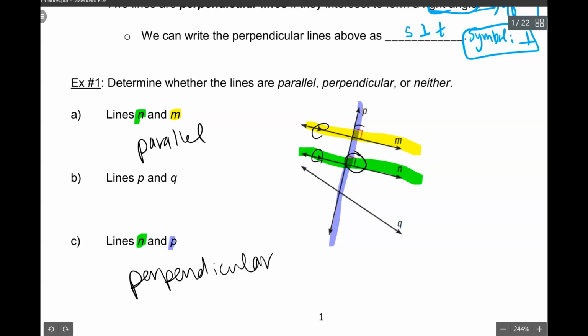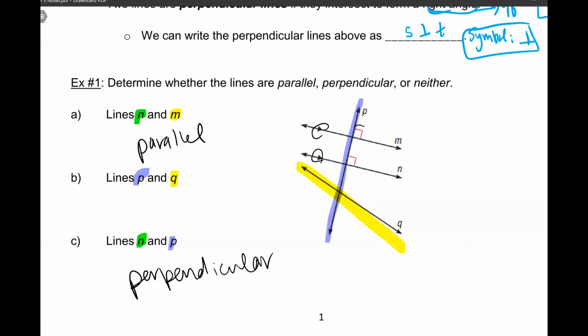And then lines P and Q. So P and Q are going to be this guy. So this is Q, this is P. Well, we know they cross. In order to be parallel, you're not supposed to cross. But they're not crossing at a 90 degree angle, right? There's not a little box here that means 90. So we would say neither. They're not parallel because they're crossing, and they're not perpendicular because they're not meeting at a 90 degree angle.